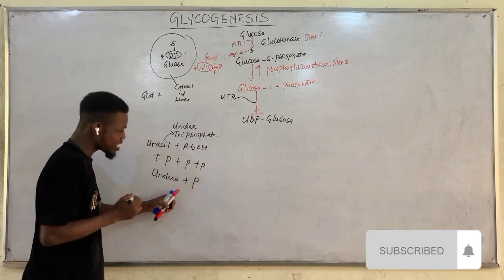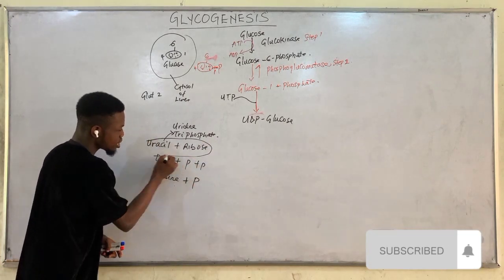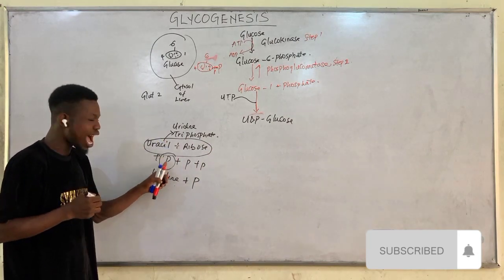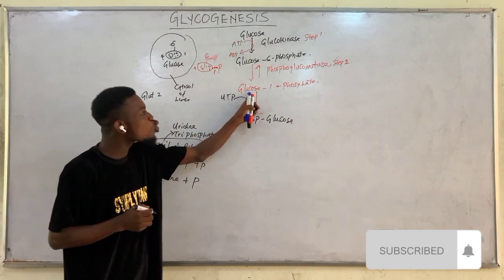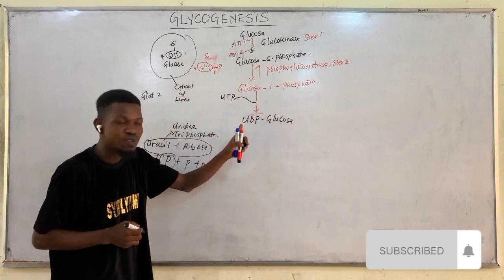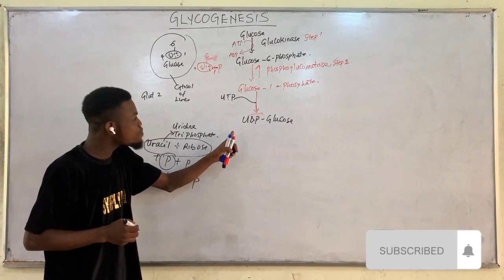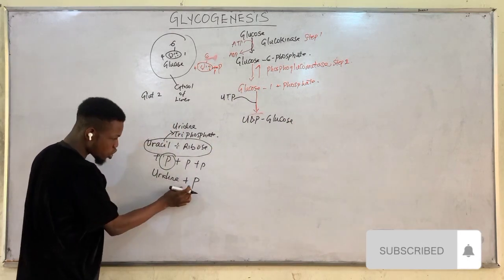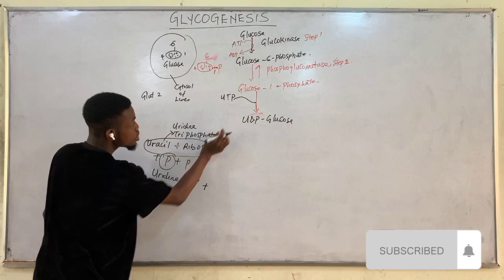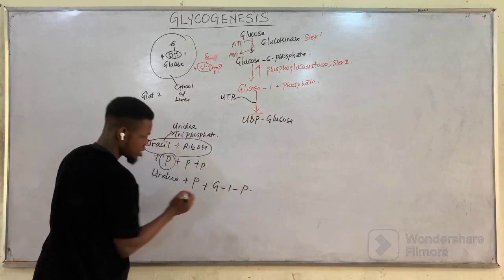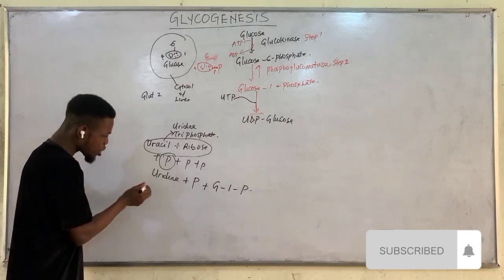But when the UTP is added, only the uridine plus 1 phosphate is added. Uridine and 1 phosphate is added to glucose 1 phosphate, and it gives rise to uridine diphosphate glucose. Now let's look at it: uridine plus phosphate plus glucose 1 phosphate. You are going to understand. So what do we have here?